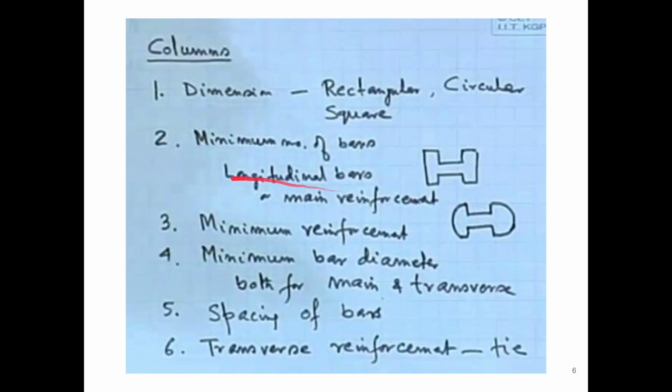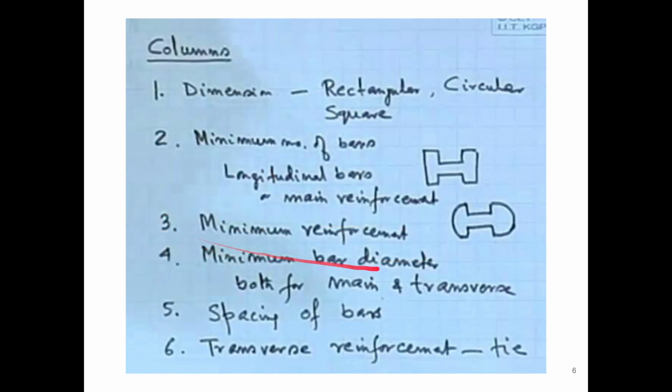So what are the parameters we have to take into account? One is the dimension, which can be rectangular, circular, or square. Second is the minimum number of bars, that is the longitudinal bars, basically the main reinforcement. As per design, we need to decide how many bars to provide, and that should be greater than the minimum number. Thirdly, we have to find the reinforcement, which can be calculated based on the minimum reinforcement.